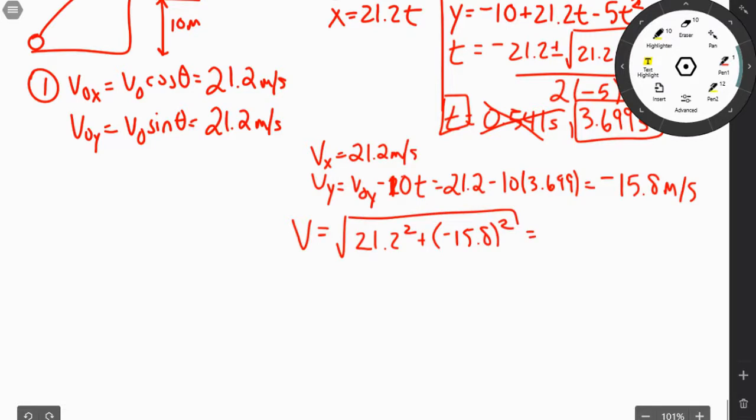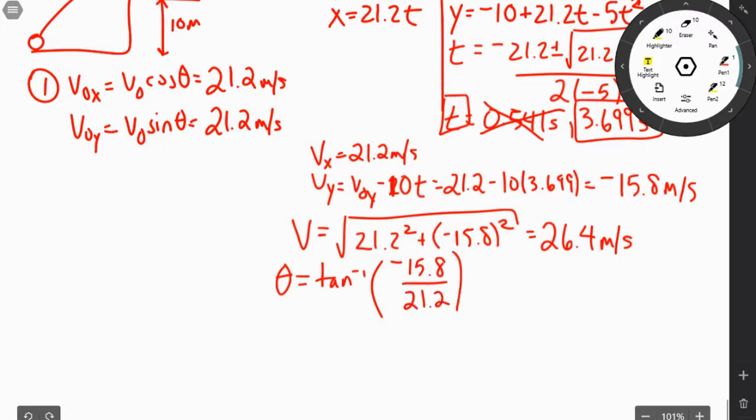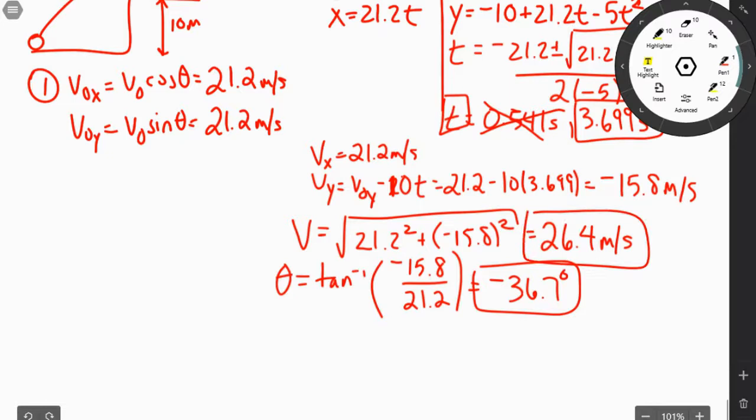Now we find the magnitude: the square root of 21.2 squared plus negative 15.8 squared. So we get a magnitude of 26.4 meters per second. And now the angle, again, is the inverse tangent of our y value over our x value, so the inverse tangent of negative 15.8 divided by 21.2. That gives us an angle of negative 36.7 degrees. So there's the magnitude and the direction. Again, it's a negative angle because we're impacting on the way down. So that is all our videos for projectile motion.